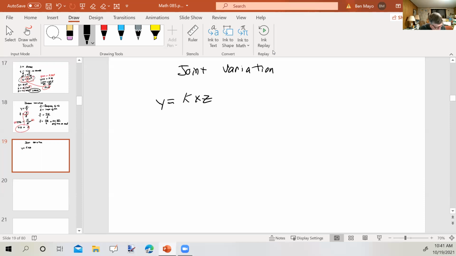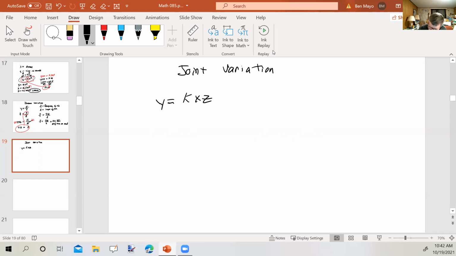It says oil storage. The number of gallons of oil that can be stored in a cylindrical tank varies jointly as the height of the tank and the square of the radius of its base. The variation constant is 23.5. Find the number of gallons that can be stored in a cylindrical tank shown.